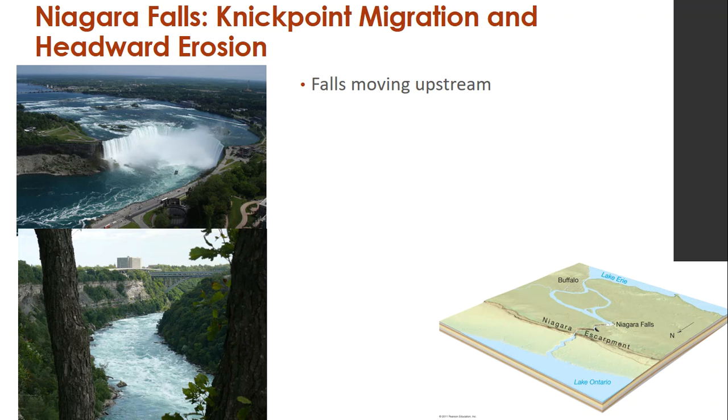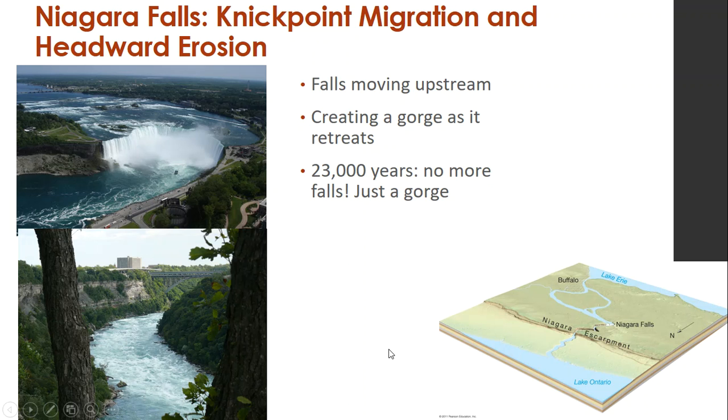So those falls are going to keep moving upstream. It's going to create this gorge, which we can see here where they used to be as it retreats. In 23,000 years, there'll be no more falls. There'll just be a gorge and a river that comes out of Lake Erie. And then after you get these falls that move all the way back into Lake Erie, that river will start to meander more and will erode this entire escarpment away. And so that's what happens with those high order streams. You get this meandering erosion, which we'll look at in a minute.